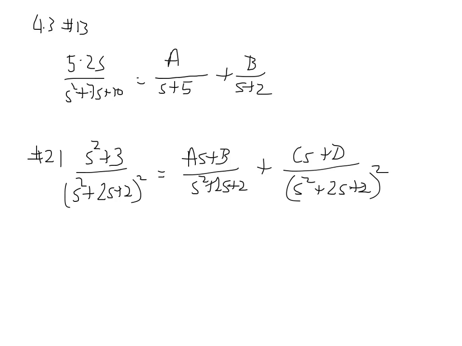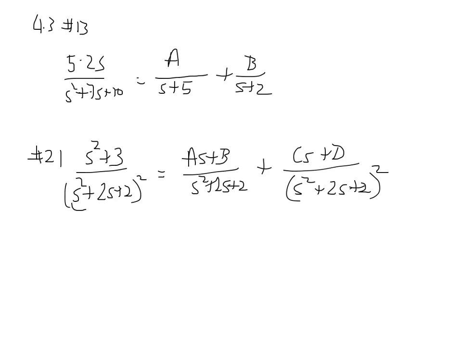Okay, this one. You said you weren't sure how to set up your partial fractions. The first one should have been an easy one. The bottom factor says s plus 5, s plus 2. Those are both linear, so you're just going to have linear on top, or constants on top. The second one, number 21, is kind of confusing.